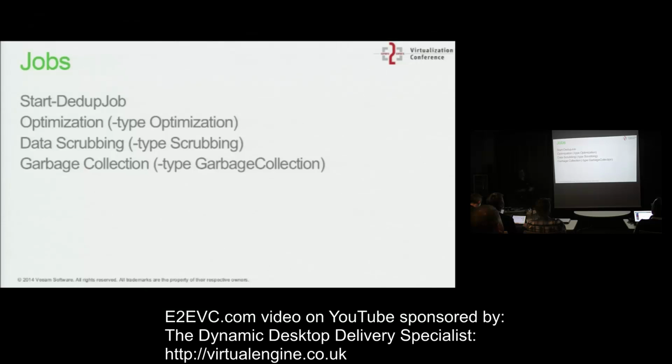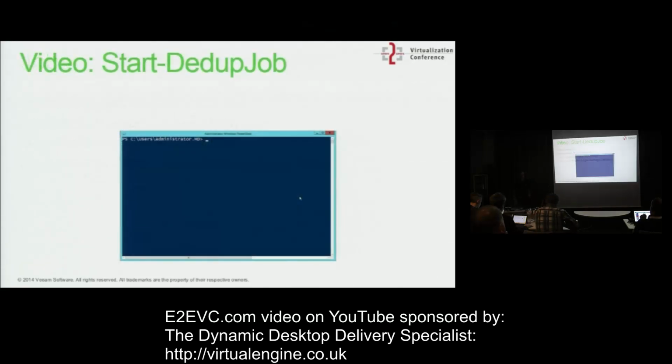For the jobs, how do you want to force it? Certainly in the beginning, because then you're using double the resources than by letting it do it manually. PowerShell, Start-DedupJob, and then you have the type optimization, or type unoptimization, type scrubbing, type garbage collection. That's it, PowerShell. Or go to the task scheduler and start from there. That's also a solution. But you know, a quick PowerShell would give you that.